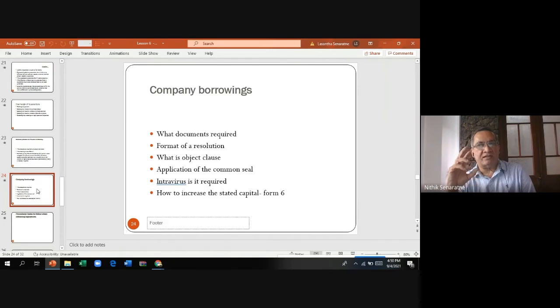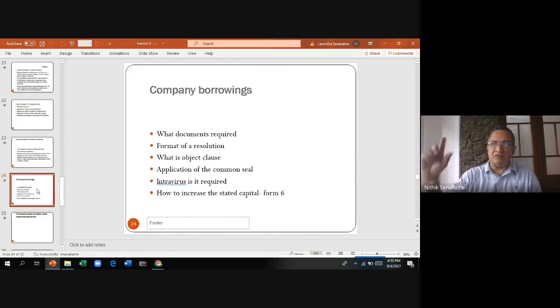What is the object clause? As I told you, previously companies had a memorandum and articles of association. In the memorandum, you get the object clause. Articles are there for the internal functions of the company: shareholders' rights, directors' duties, payment, conducting meetings. But with the Companies Act No. 7 of 2007, the object clause was moved out. Now there are no objects. Once you form a company, you can do any ethical business, right? But if you want to have an object, you can include that object in the articles of association.